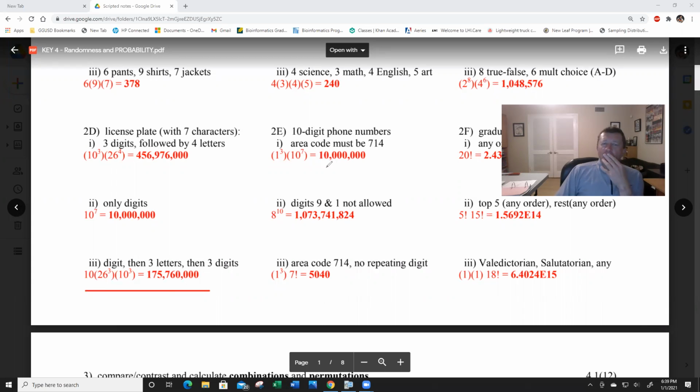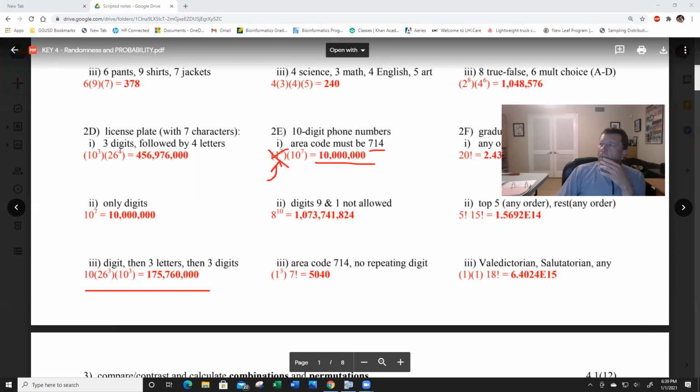Now, 2E, a 10-digit phone number, area code 714. Well, okay, 714. If it must be 714, then there's only one option. That's a fancy way of saying one option. I don't know if I'd even put that, but I did, okay. And then there's the other 7 numbers, 10 to the 7th.